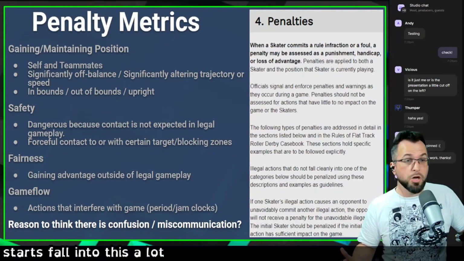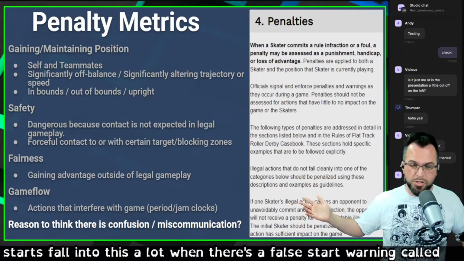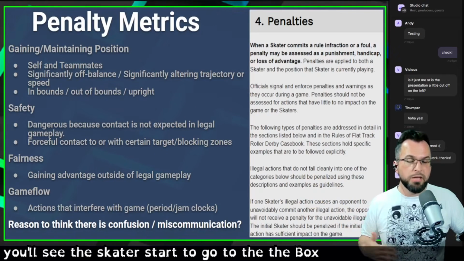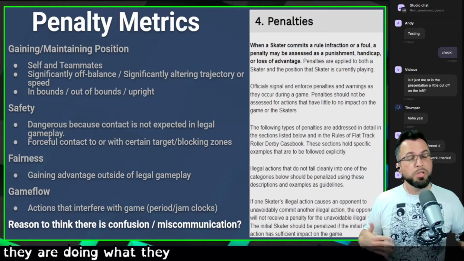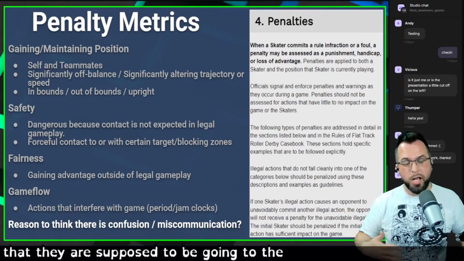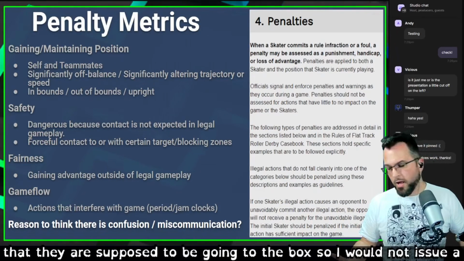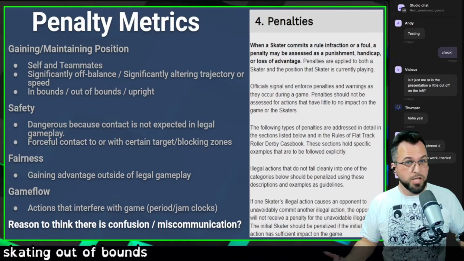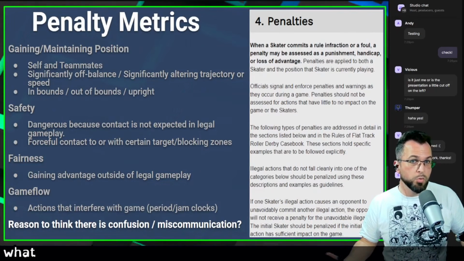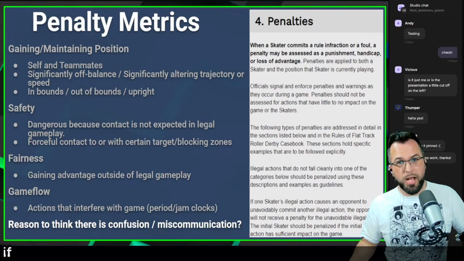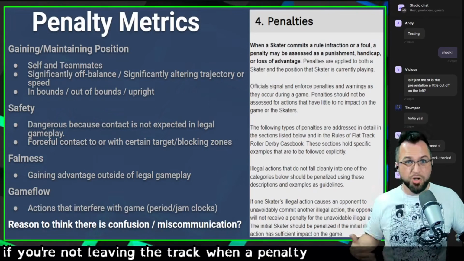When there's a false start warning called, you'll see the skaters start to go to the box. They believe that they are doing what they are supposed to be doing. They believe that they are supposed to be going to the box. So I would not issue a skating out of bounds penalty on them because they thought that what they were doing was legal.